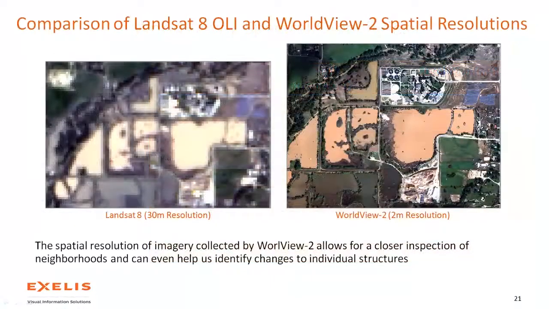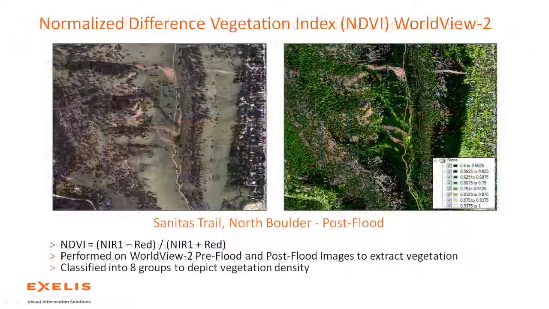A quick side-by-side comparison of Landsat 8 imagery at 30 meter spatial resolution and WorldView 2 imagery at approximately 2 meter spatial resolution shows how we can conduct a more focused study of damage caused by flooding on a neighborhood level using imagery obtained from WorldView 2. For the neighborhood assessment, we will take a look at the effects of landslides along a popular hiking trail in the surrounding neighborhood in Boulder, Colorado.